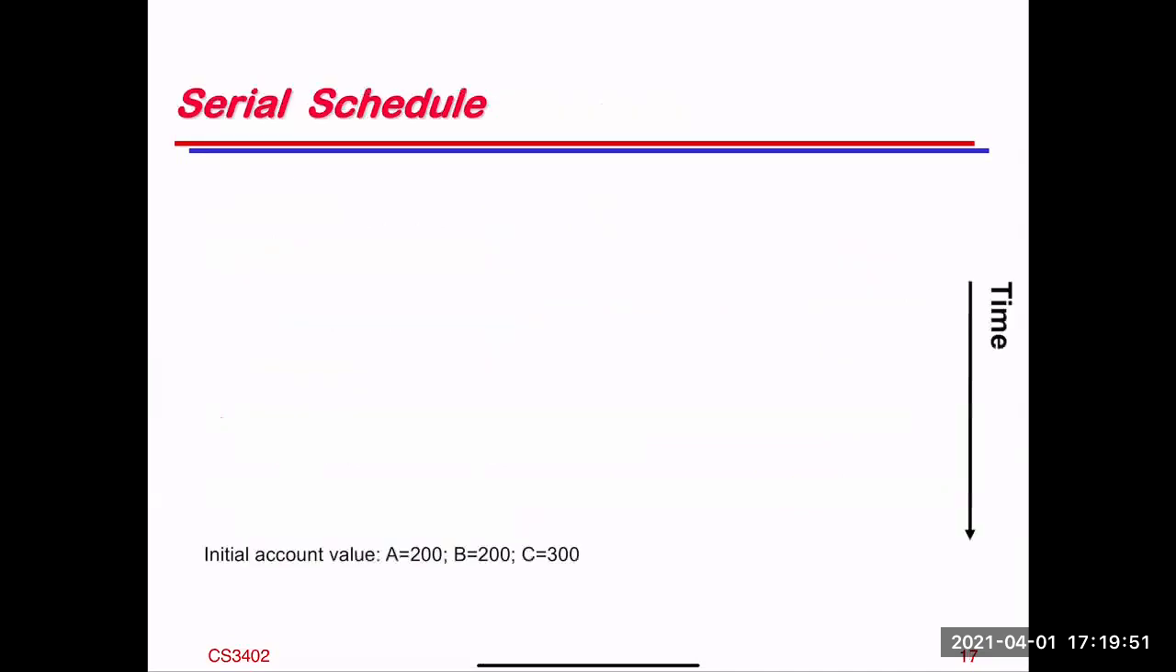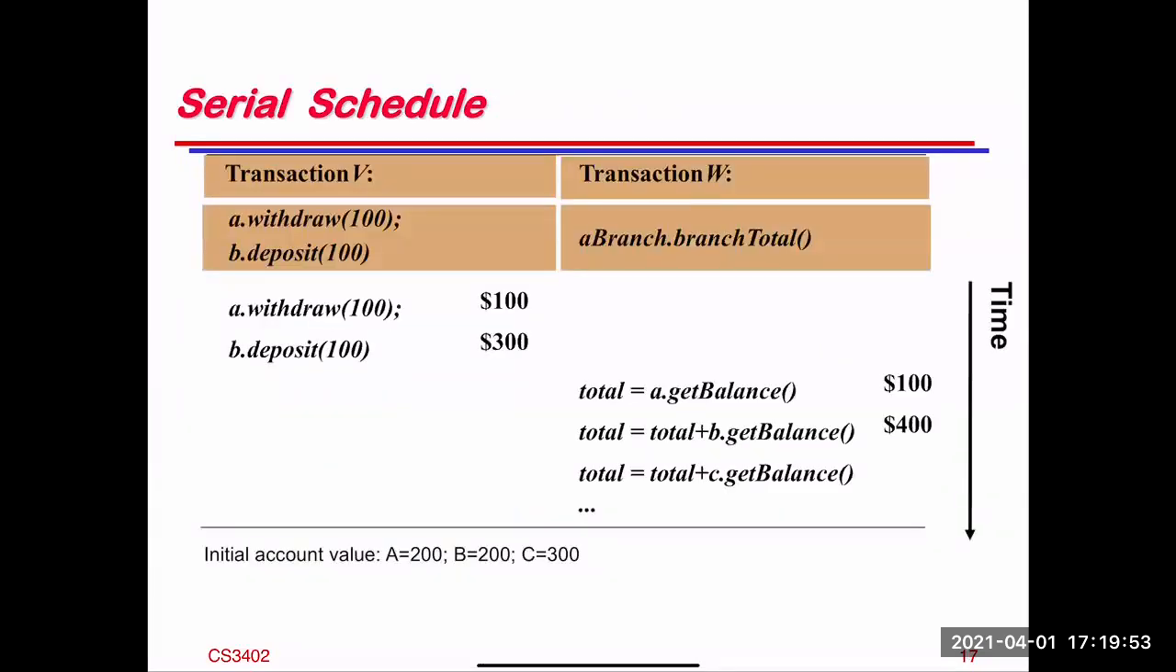So let's look at an example for a serial schedule. Here we have two transactions, V and W. This is kind of a made-up example, right? I'm looking at basically a bank with some accounts. This is the code for transaction V, right? Transaction V has only these two operations. I'm withdrawing 100 from account A, and then I'm depositing 100 on account B.